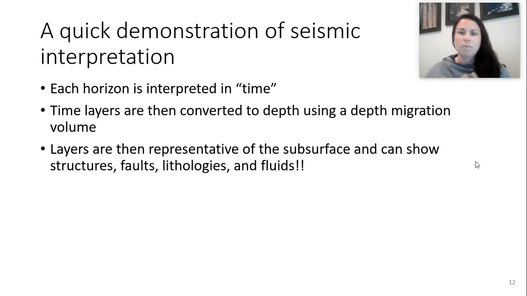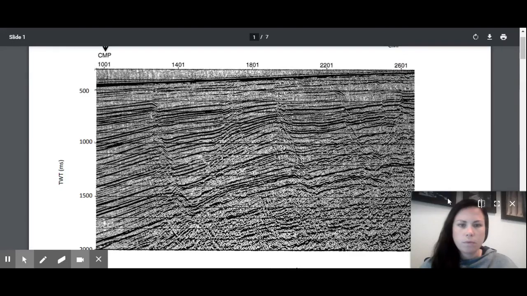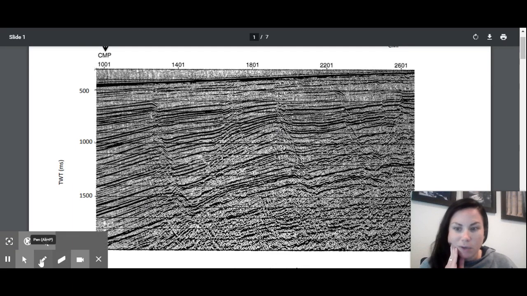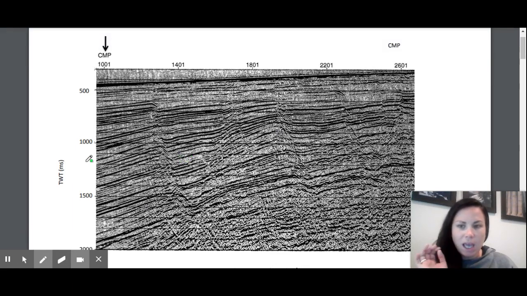All of that goes into a model to convert into a depth model of seismic. Okay, so here's a seismic line. And what I'm going to do is draw on this based on what I see as a geophysicist. Again, this is represented in time, two-way time. It's that travel time it takes for a wave to leave the source and hit the receiver.